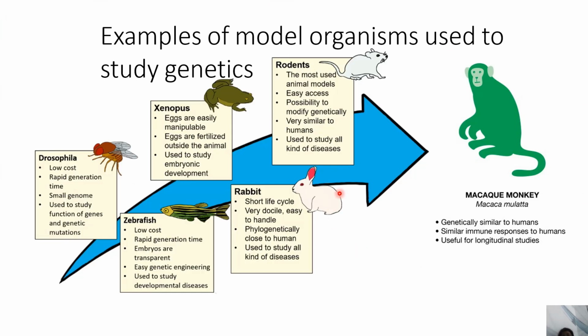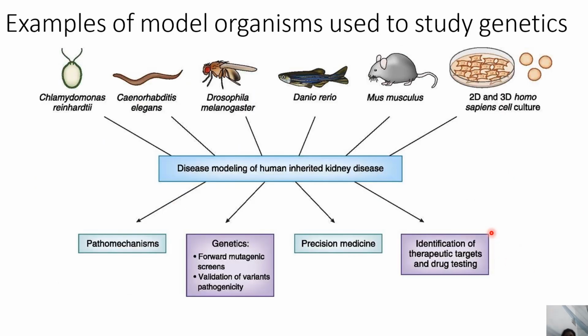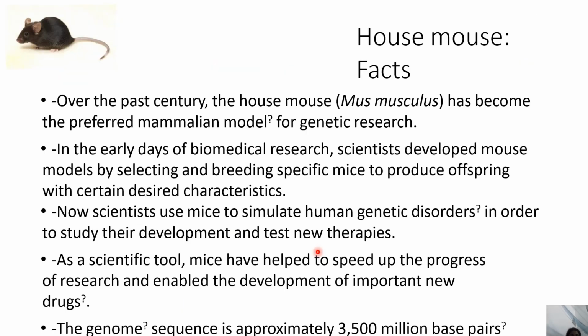Macaque or monkey, they're genetically very similar to humans, right? Similar immune system to humans, useful for longitudinal studies. So these are some of the examples. 2D, 3D Homo sapiens cell culture, and these are all models. So what are the things that are done? Precision medicine, identification of therapeutic targets and drug testing, forward mutagenic strains, and validation of variants' pathogenicity.